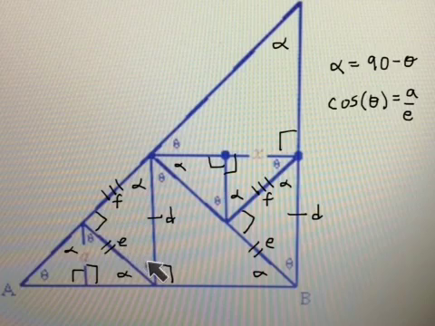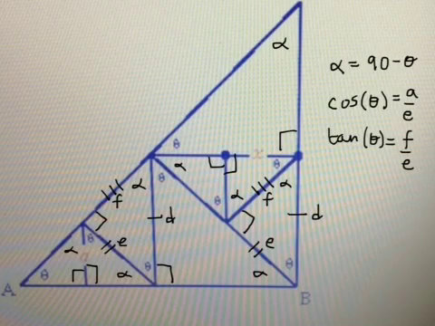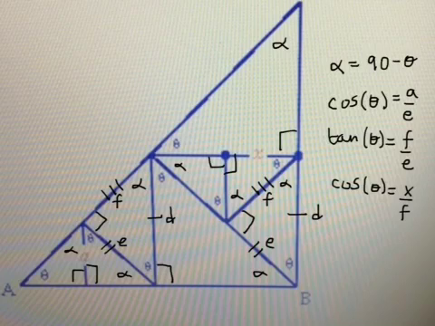Then looking at this triangle, I have theta here, and then this is the opposite side and this is the adjacent side. So that's going to give me the relationship that tan of theta is F over E. And then finally getting back to X over here in this triangle, I've got theta here, and X is the adjacent side, and F, which I have here, is the hypotenuse of that triangle. So I get this relationship: cosine theta equals X over F.